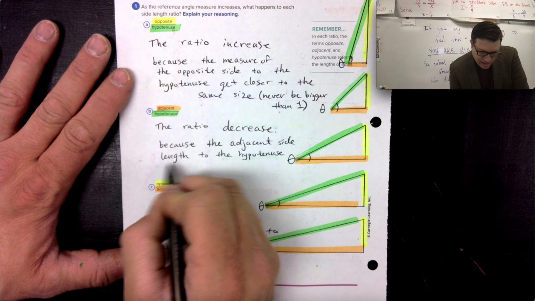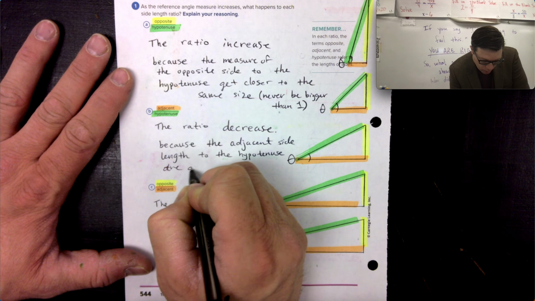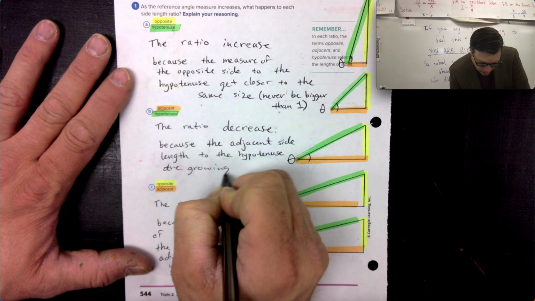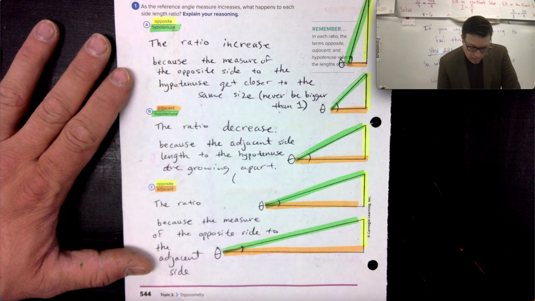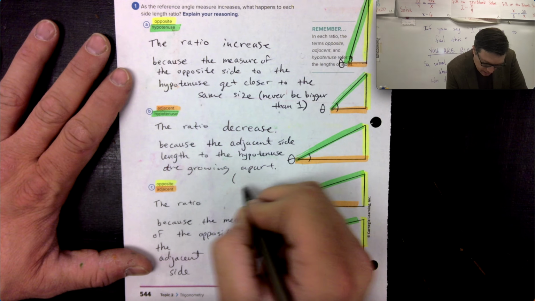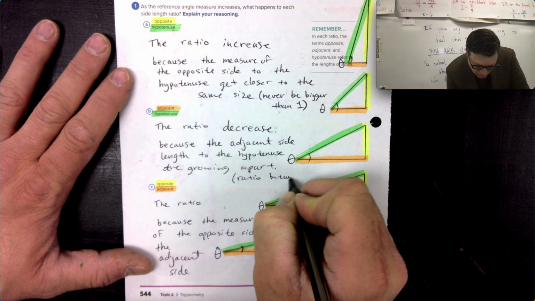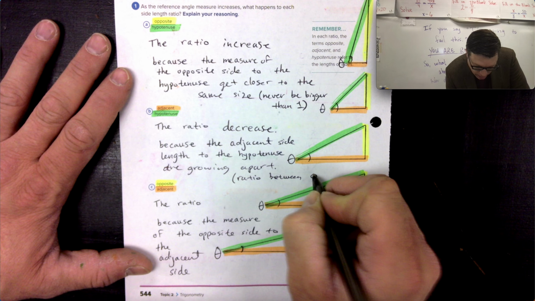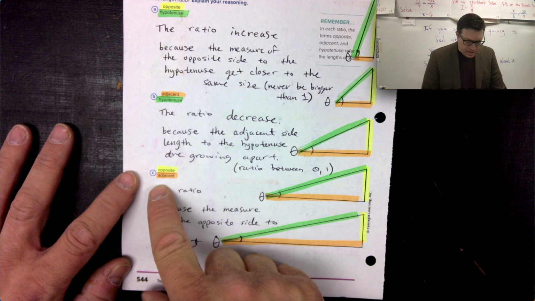The adjacent side and the length of the hypotenuse are growing apart, but they'll never be less than 0 and never be more than 1. So the ratio will be between 0 and 1.